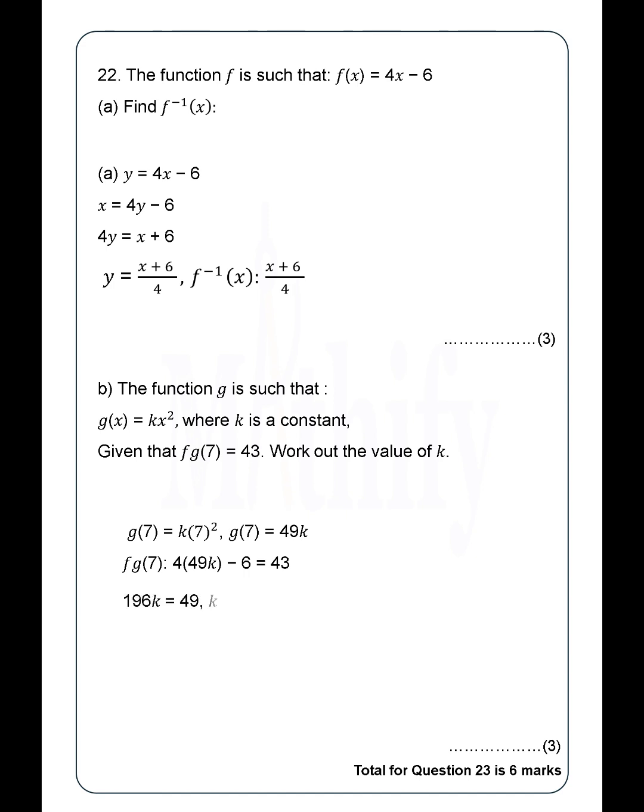Now 4 times 49k is equal to 196k. Minus 6 moves to the right side to make a positive 6. So 43 plus 6 equals 49. To make k the subject, k equals 49 divided by 196. k is equal to a quarter. Therefore, the final answer for part B is a quarter.